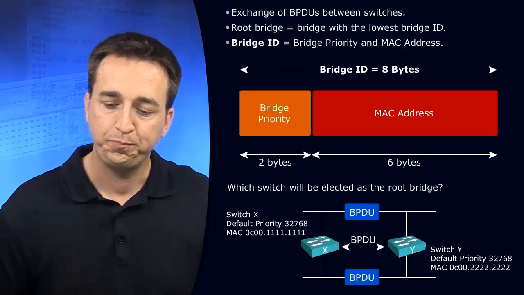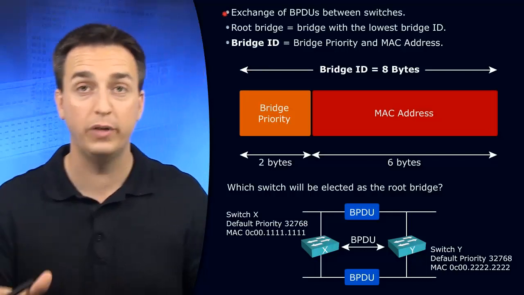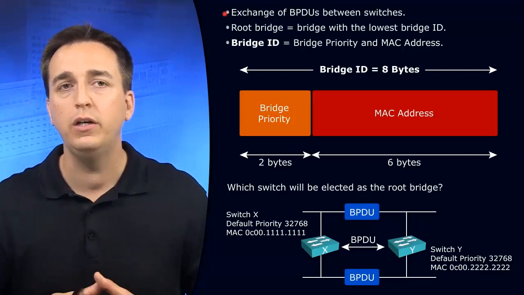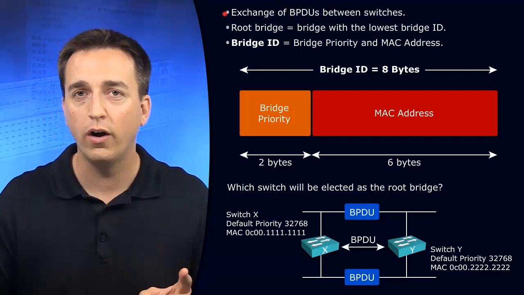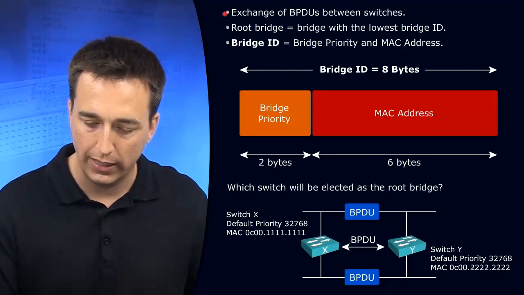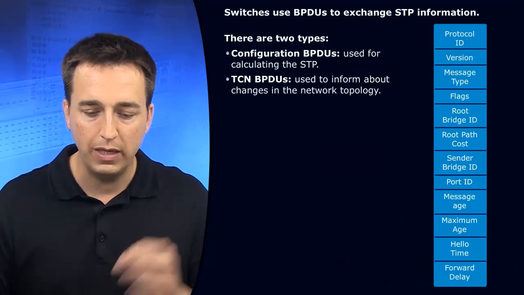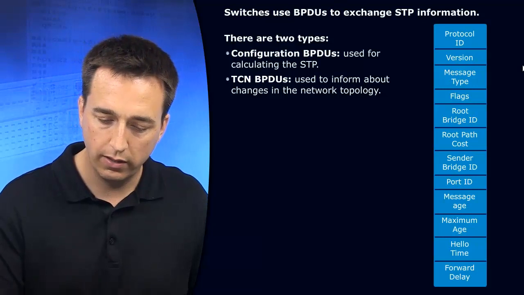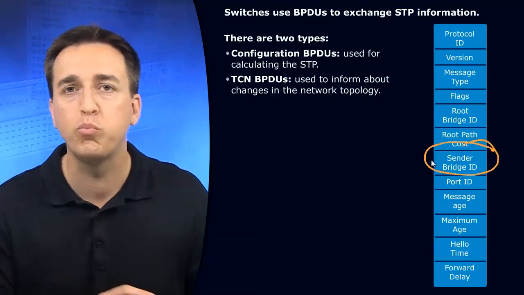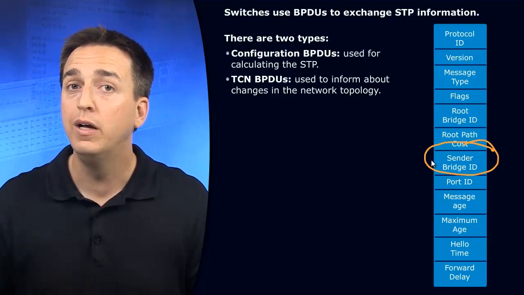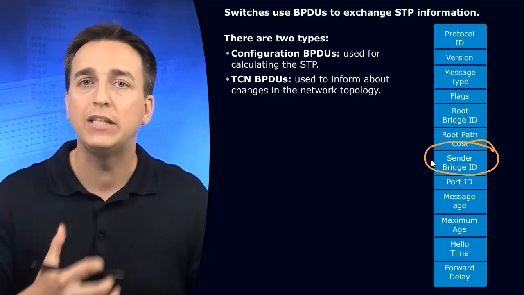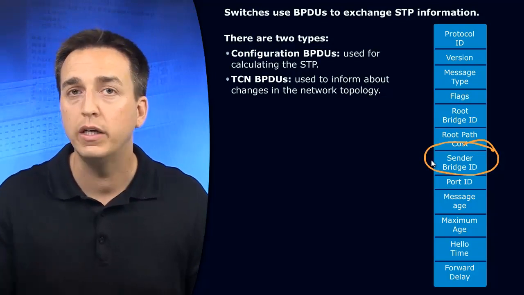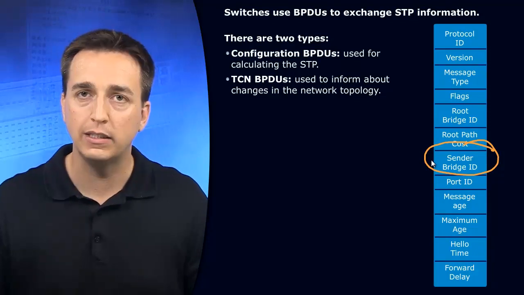So how do we elect this root bridge? Let's look at what happens. It's elected through the exchange of BPDUs between switches. So there's information in that BPDU which can be utilized for this root bridge election process. And if we examine the BPDU, you will see that each switch sends their bridge ID within a BPDU. And it's this bridge ID that's going to be examined by all the different switches so they can ultimately determine who the root bridge is.